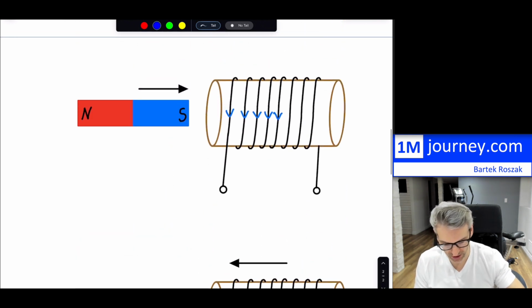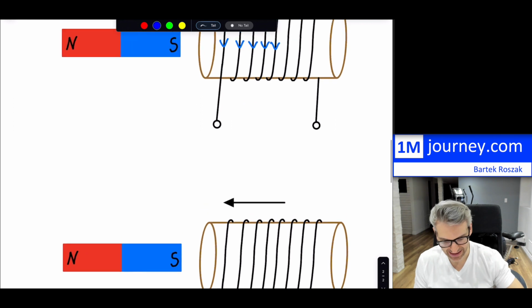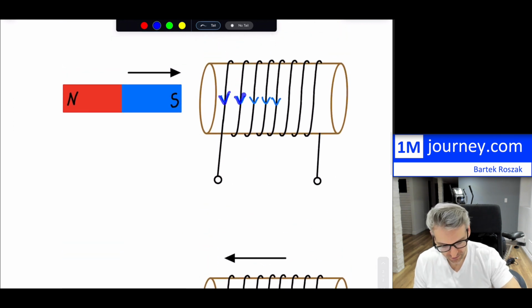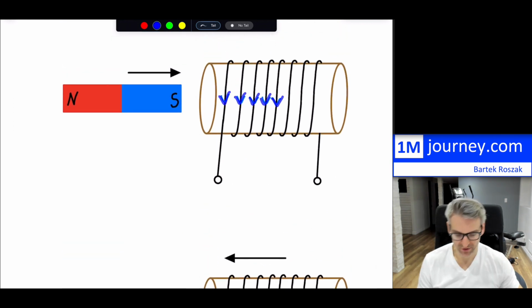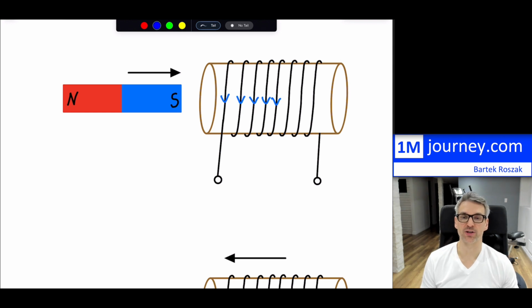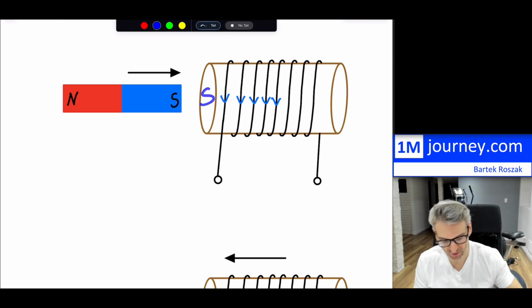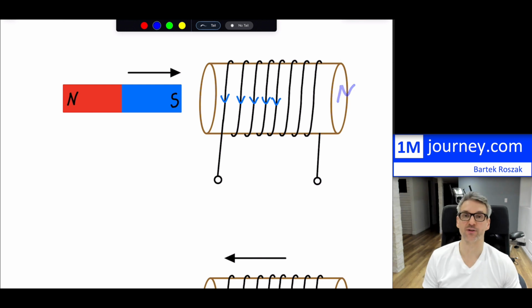So notice that you have this current flowing in this direction because it wants to create a south pole on that side, meaning a north pole on the other side. Now let's see this visually happen.